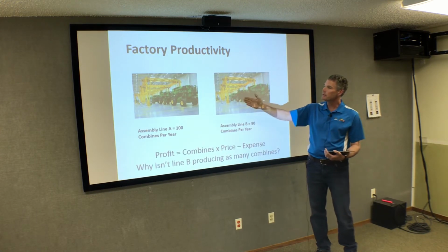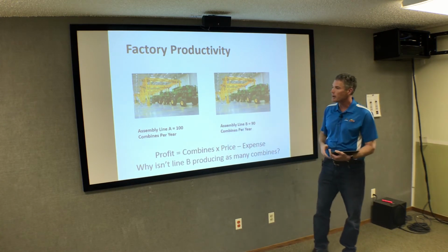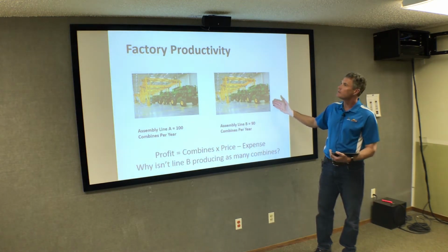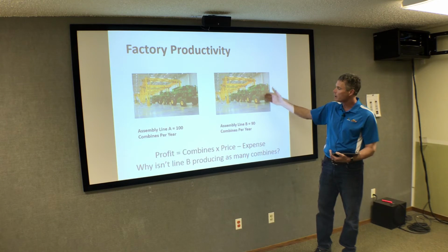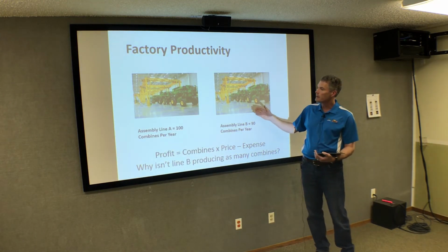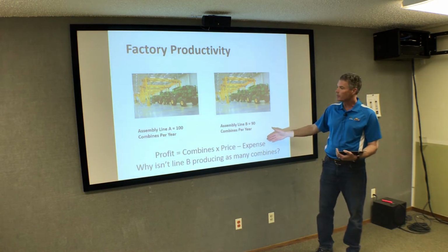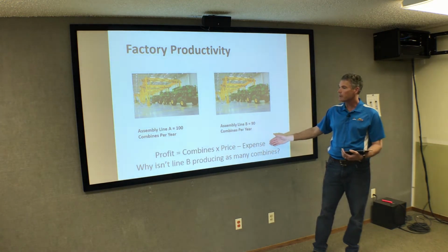On the left side, you see a John Deere combine line. That's assembly line A, producing 100 combines per year. On the right side, assembly line B is only producing 90. So if you're John Deere, your management team would come in with a bunch of engineers and consultants and try to figure out what's going on with assembly line B and why B isn't producing as many combines as line A, because for John Deere or any factory, profit is combines produced times price minus their expenses.